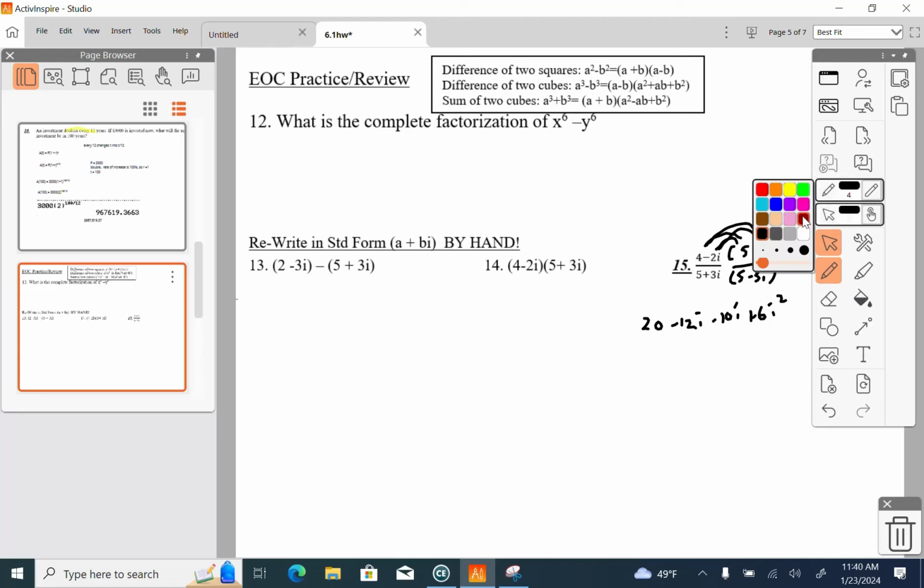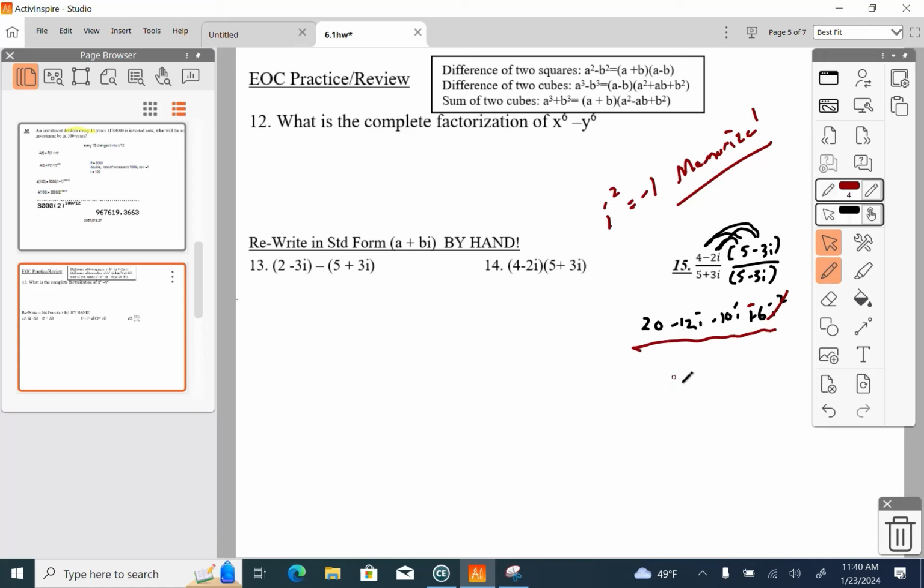And fun fact of the day here, i squared is negative 1. Memorize that. So the deal with that is you change the sign and you get rid of the i squared. 20 minus 6 is 14, and negative 12 minus 10 is negative 22. Now I'm going to work on the bottom here. And on the bottom, the only thing that matters is those two. 5 times 5 is 25. 3i times negative 3i is minus 9i squared. And again, cross, change sign. 25 and 9 makes 34.